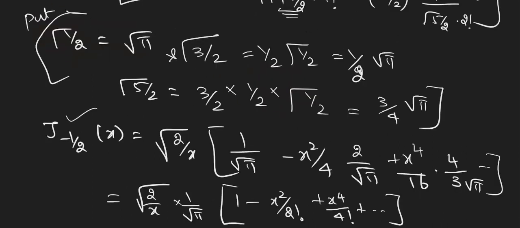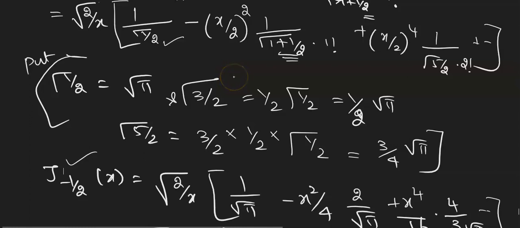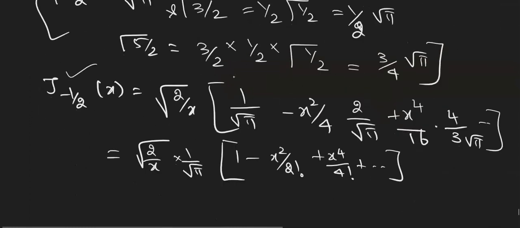And I have written these J minus half of x's. Same thing, I have just substituted the values, see here. Instead of 1 by gamma of 1 by 2, root pi I have substituted. Same thing, again 1 by 2 root pi, and then the third one is 3 by 4 root pi. Since it's there in the denominator, 4 by 3 root pi, and so on. So now root pi we have taken common.